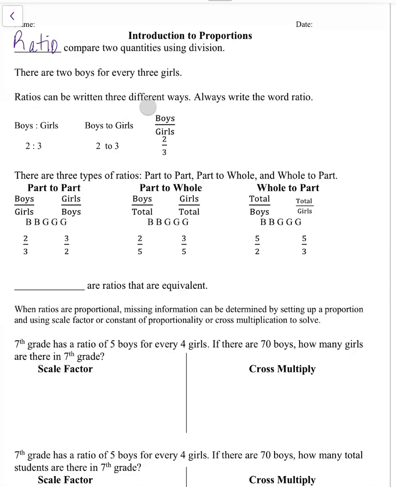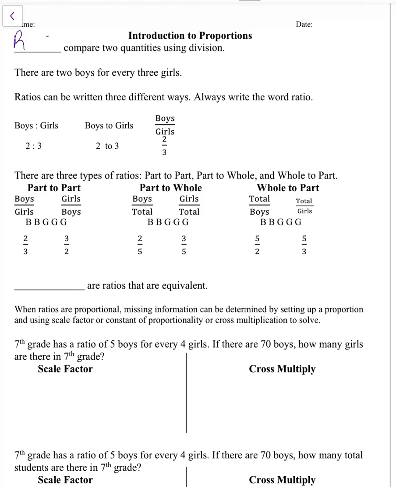So ratios can be written 3 different ways. Always write the word ratio no matter what. So here's one way. You've got boys to girls, just 2 to 3, and it's got the little colon, okay? All of these are read the same way. They're all read boys to girls. You can write it with the word to, or you can write it in fraction form. Again, all read the same way, right? So it's 2 boys for every 3 girls.